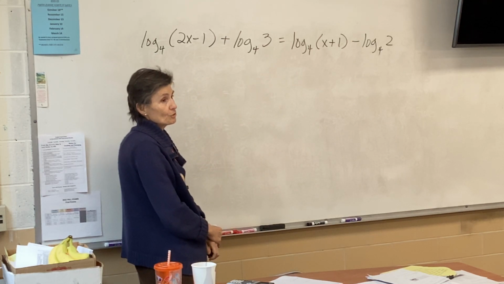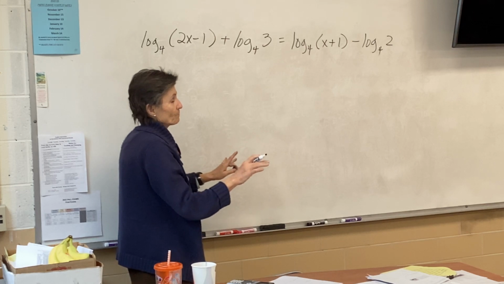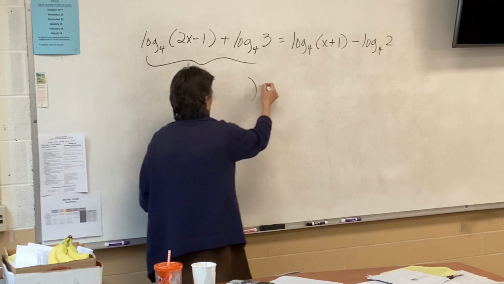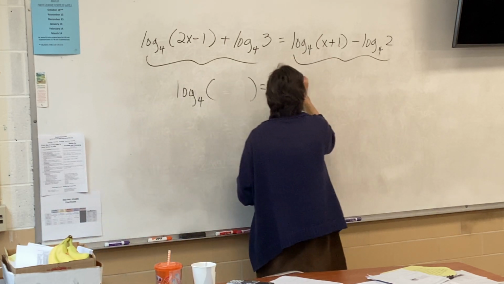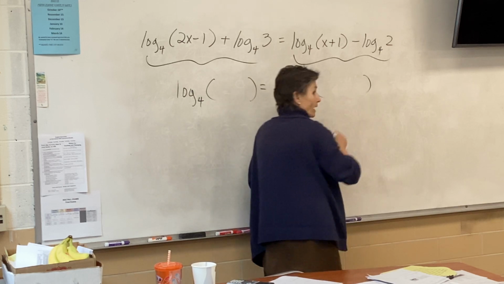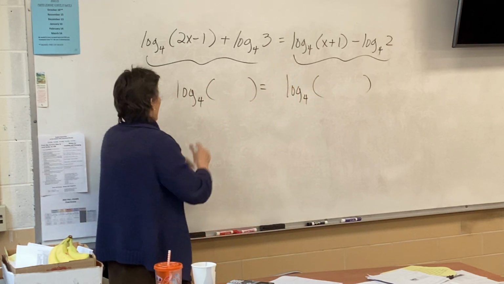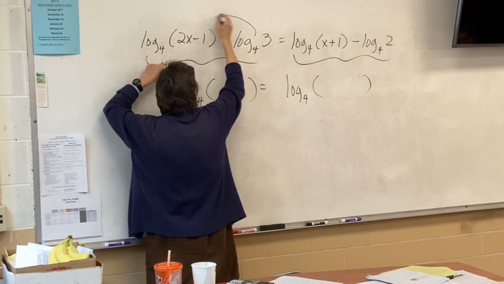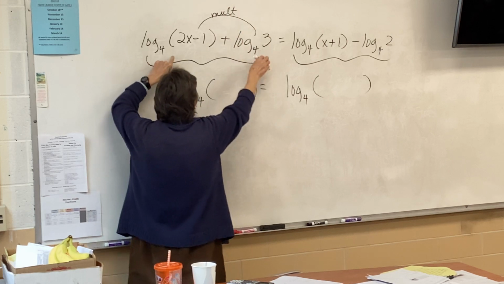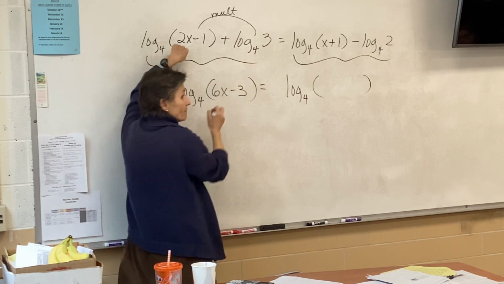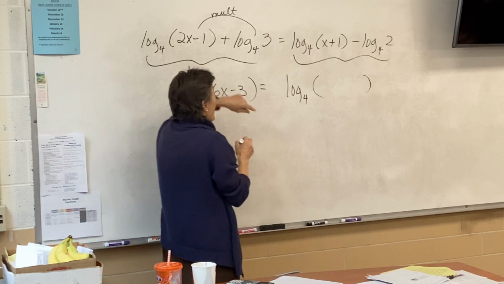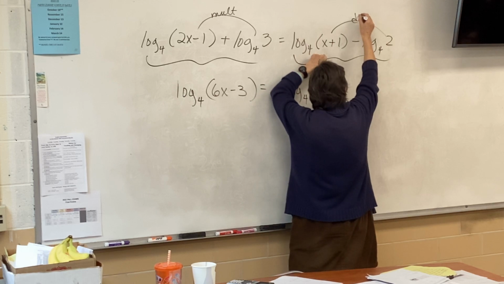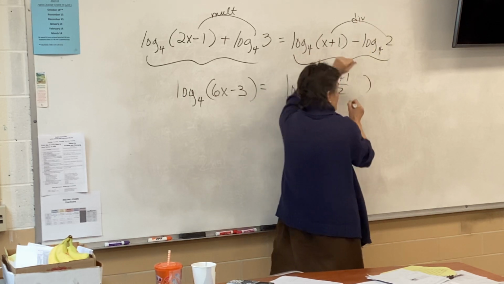What do we have to do before we do anything else? We've got to combine them. So these are going to go together as log 4 something, and these are going to go together as log 4 something, right? How will these two go together? That's going to be a multiply. So 6x minus 3. How are these two going to go together? A divide. So that's x plus 1 over 2.